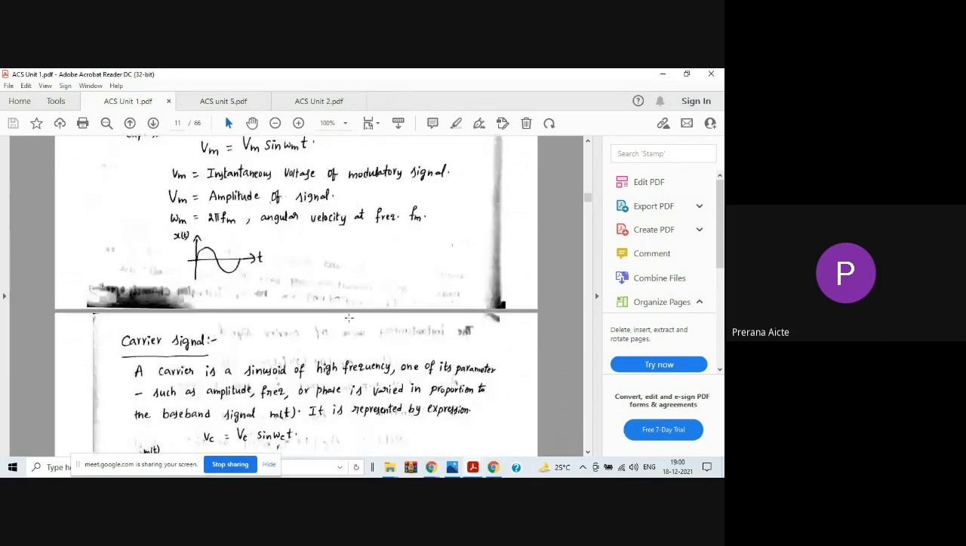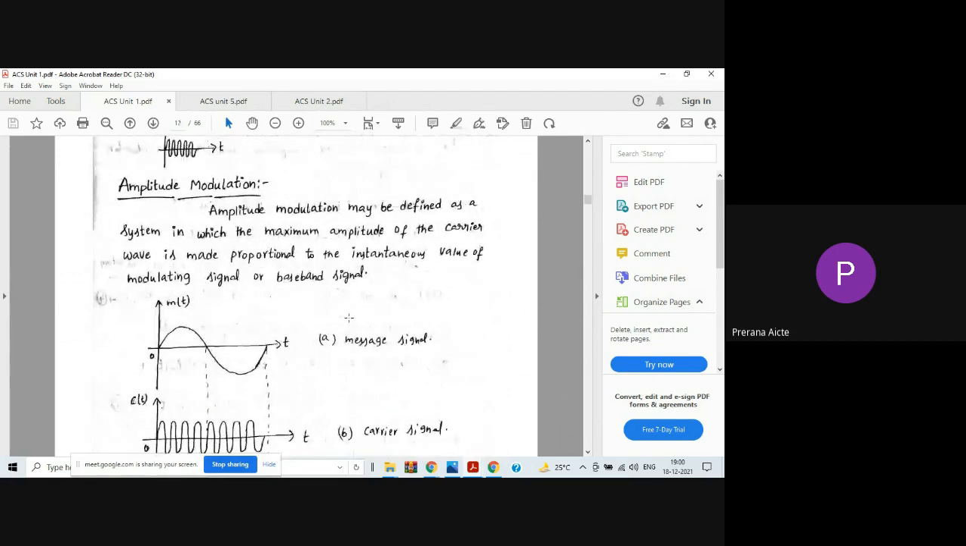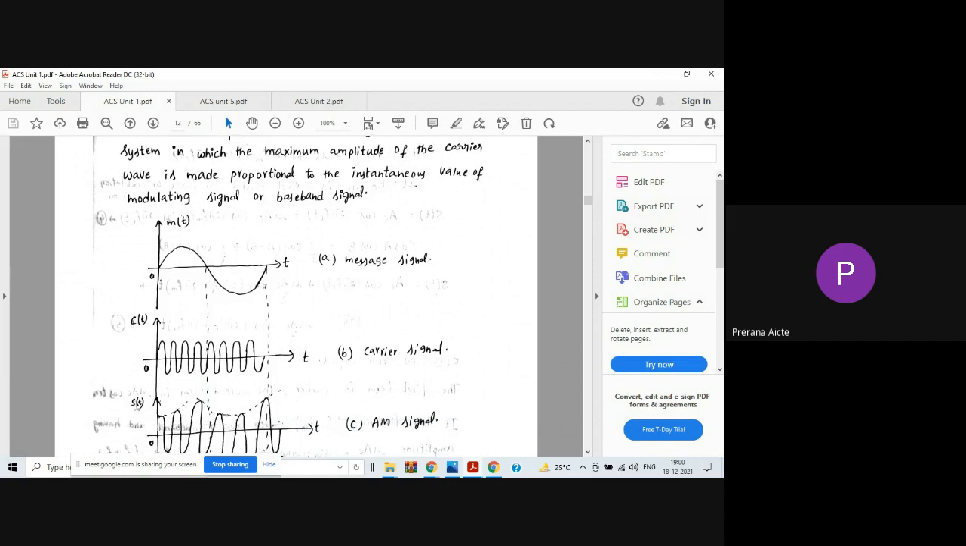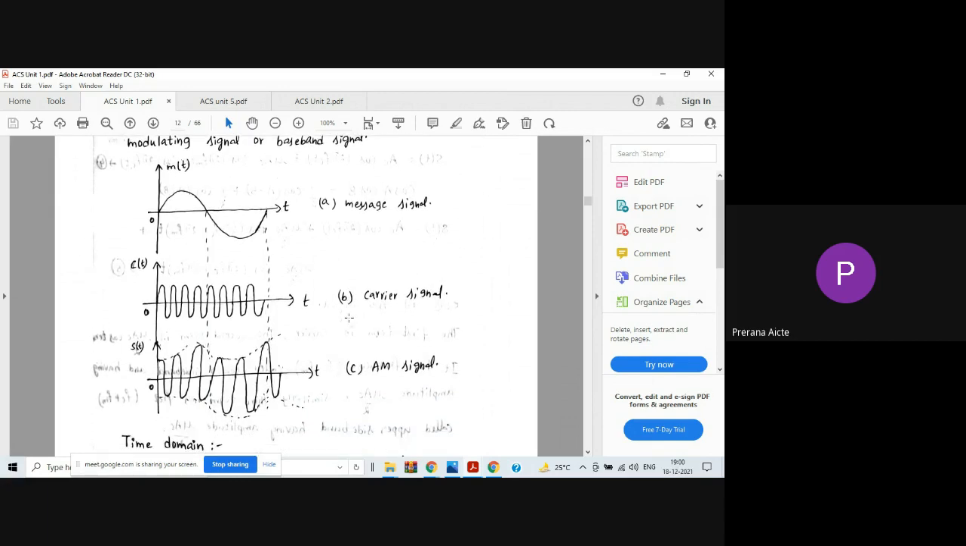The first and foremost technique is amplitude modulation. What is meant by amplitude modulation? It is defined as a system in which the amplitude of the carrier is proportional to the instantaneous value of the message signal. We call that amplitude modulation. How can you draw that? The message signal is a low frequency signal, and the carrier signal is a high frequency signal. And how can you draw the amplitude modulated signal?